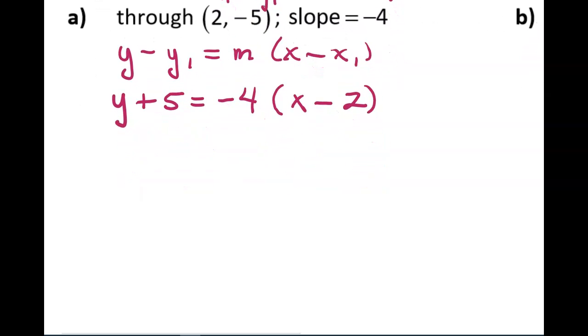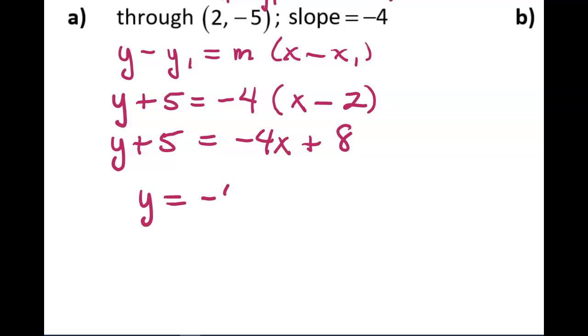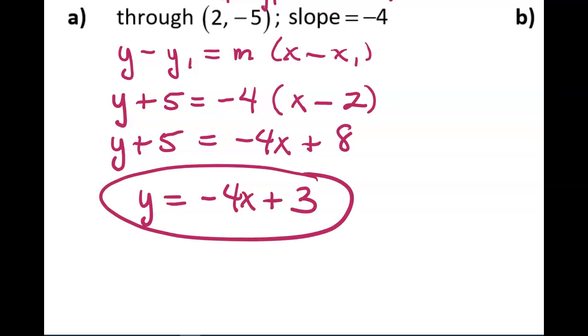Now we'll use the distributive property. And be careful when distributing a negative. That's going to be y equals negative 4x plus 8. And then subtract off the 5. And that gives us y equals negative 4x plus 3. And we're going to stop because now it's in y equals mx plus b form.